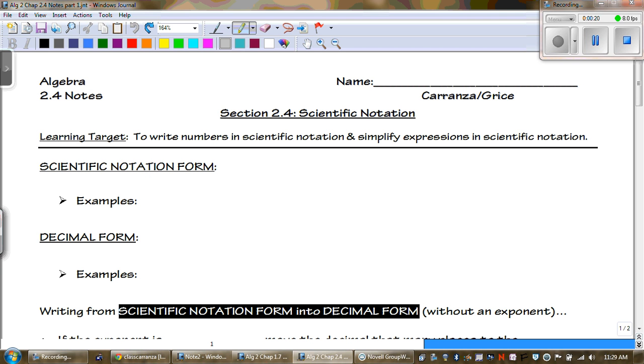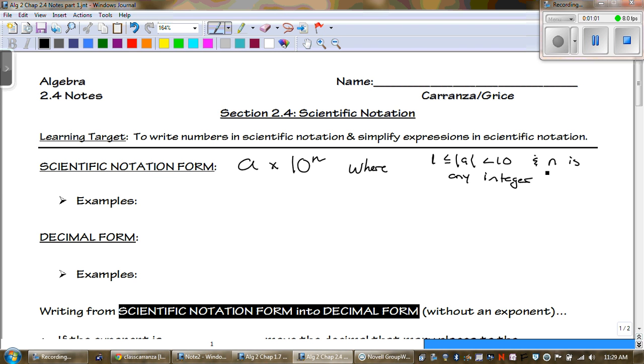Well, I'd be like, yo, Mr. Grice, what is scientific notation form? Well, here we go. It is a number a times 10 to the n, where, here's the key thing, the absolute value of a is greater than or equal to 1 and less than the number 10, and n is any integer. So pretty much a has to be a number greater than 1 and less than 10.